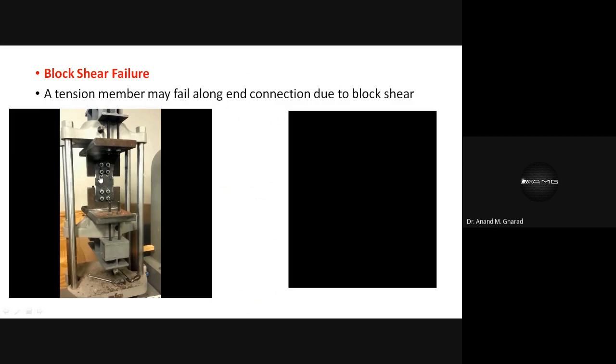In this case, as you can see, slowly because of the presence of the loading, what happens? Bearing starts. Bearing in the sense the plates get connected to the bolt, or they are in contact with the bolt, and because of the presence of this connectivity, bearing starts. And now see what happens.